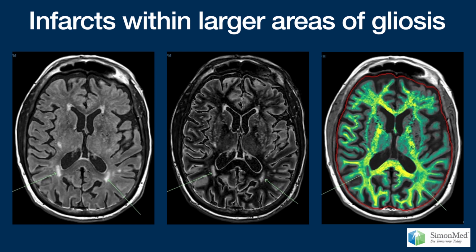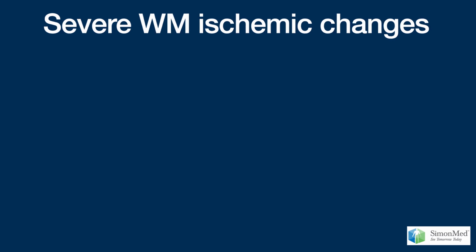FLAIR, DIR, and myelin. The right periatrial lesion has almost no myelin. The left periatrial lesion has mixed myelin. This pattern repeats itself for severe white matter disease.